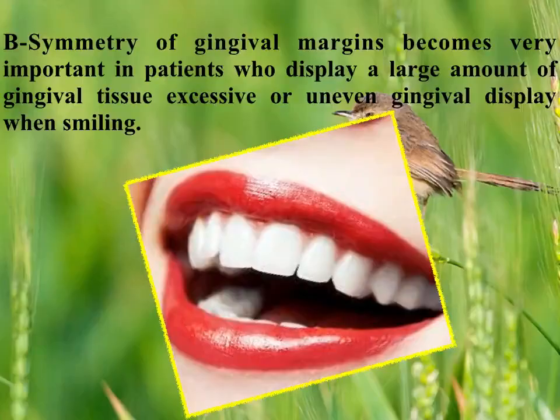B, symmetry of the gingival margin becomes very important in a patient who displays a large amount of gingival tissue, excessive or uneven gingival display when smiling. During the smile, the gingiva should be at the same level on the right and left sides, an even level. But in asymmetry, maybe the gingiva on two teeth has more proliferation and covers more of the tooth. All these will lead to asymmetry in the gingiva.